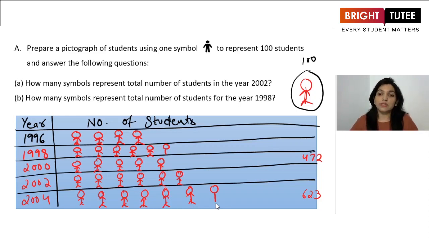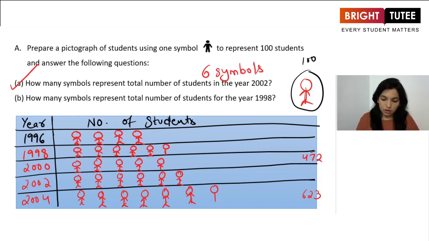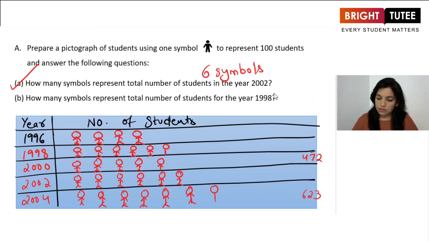So now what the question is asking me here, question number A. How many symbols represent the total number of students in year 2002? So look, in year 2002, 1, 2, 3, 4, 5. So we can write 6 symbols. Now what is question B asking? It says how many symbols represent total number of students in year 1998. So look here, year 1998, we have got 1, 2, 3, 4, 5. 5 images are total. However, we have got 6 symbols. So how many symbols are showing here? Again, we'll say 6 symbols.